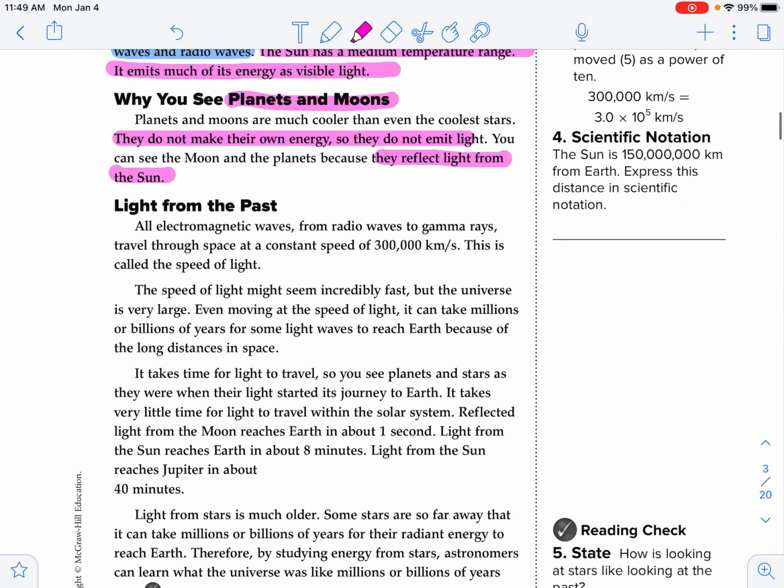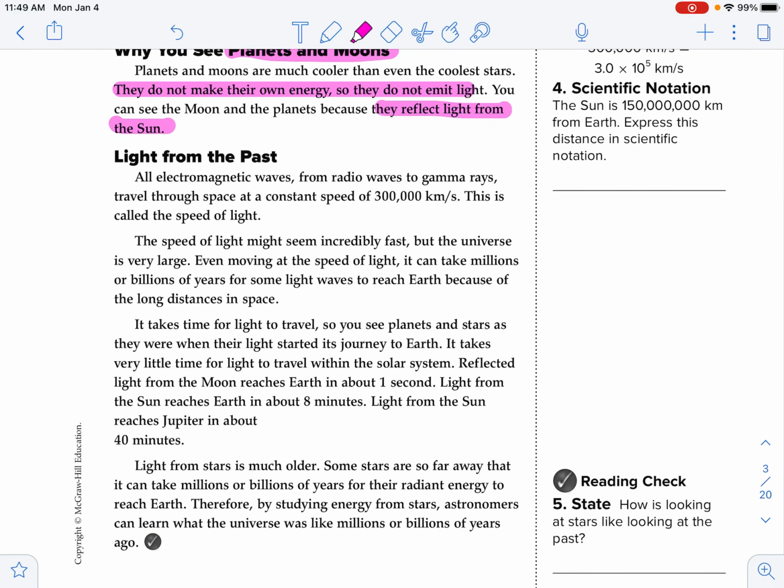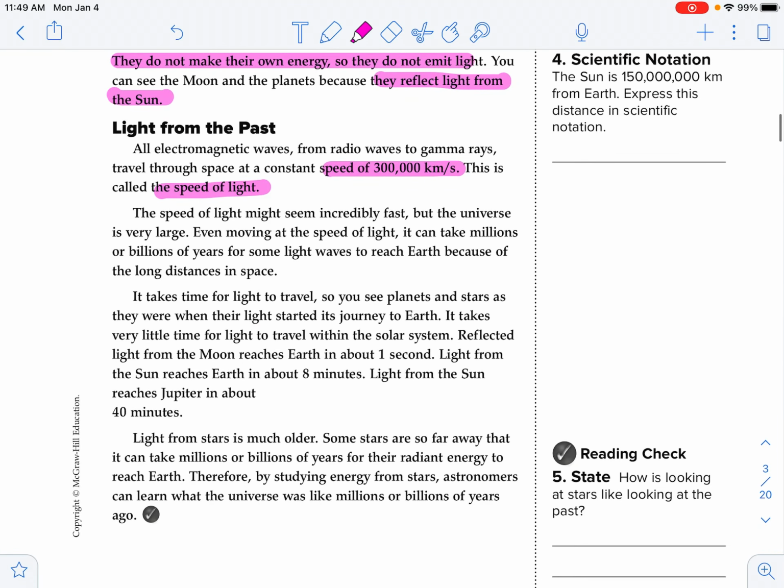All right, so light from the past. All EM waves from radio to gamma rays travel through space at a constant speed of 300,000 kilometers per second. All right, so let's go ahead and highlight that. This is called the speed of light. The speed of light might seem incredibly fast, but the universe is very large. Even moving at the speed of light, it can take millions or billions of years for some light waves to reach Earth because of the long distance in space. That's crazy, isn't it? It takes time for light to travel. So you see planets and stars as they were when their light started its journey to Earth.